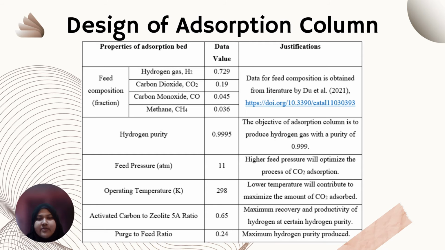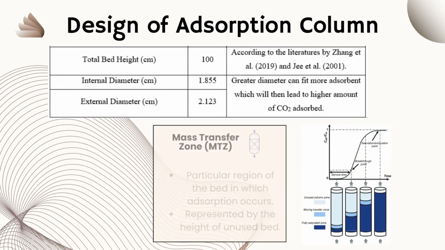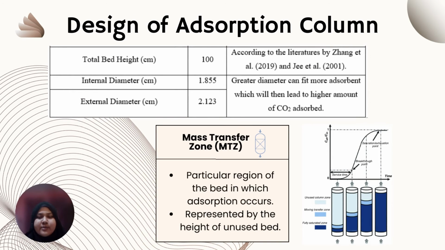The assumed values for the properties of the adsorption bed are as in the slide, with the justification from literature. Next, the total bed height is assumed to be 100 cm according to literature, and for the internal and external diameter, we choose a greater diameter so that more adsorbent can fit in the column and adsorb more CO2. Next, the mass transfer zone, MTZ, is a region in the bed where adsorption can occur.